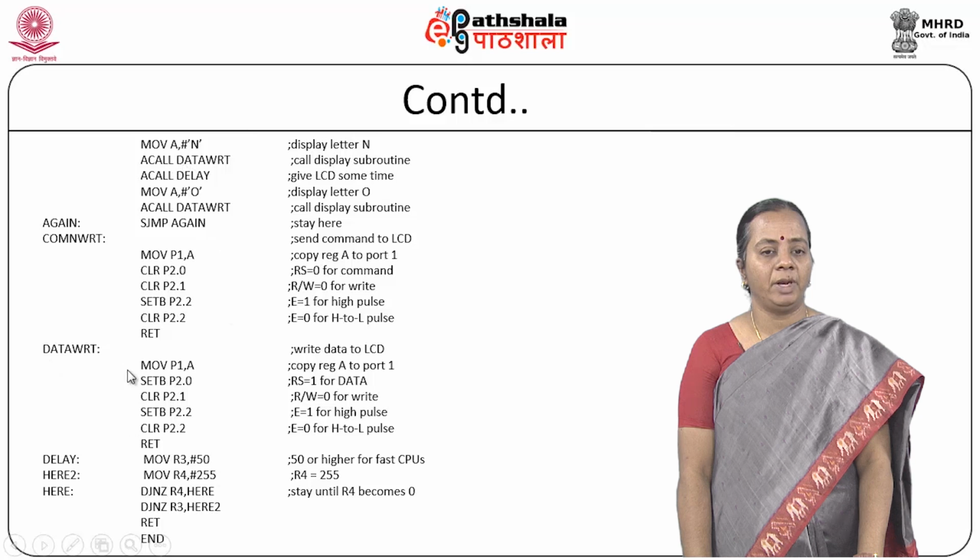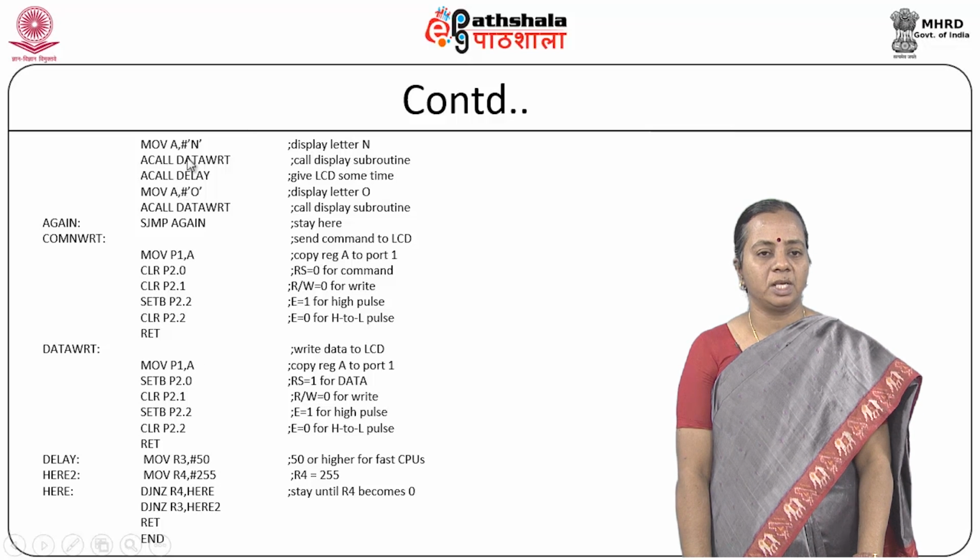So, when I call this data write subroutine, again the A content, which is nothing but your n, is moved to your port 1. Then setb P2.0, which is nothing but making RS equal to 1. This is the difference between these two routines. If RS is equal to 1, the LCD will understand that it is going to receive only data. Then clr P2.1 makes write active to get something written, and setb E is equal to 1, then E is equal to 0, and there is a return. Now the data is transferred to P1. This has to be written onto the LCD, so I am calling a delay.